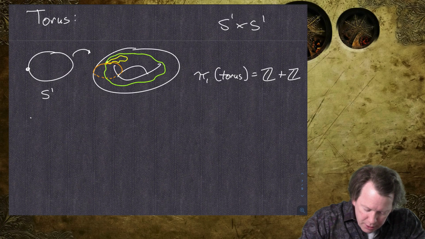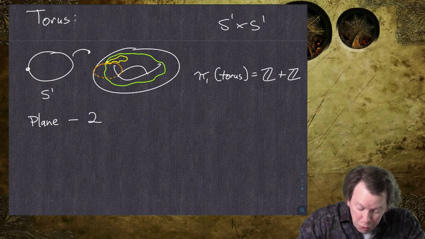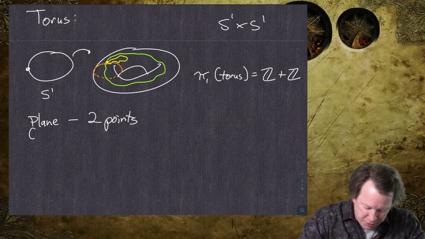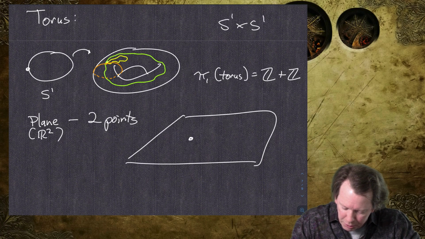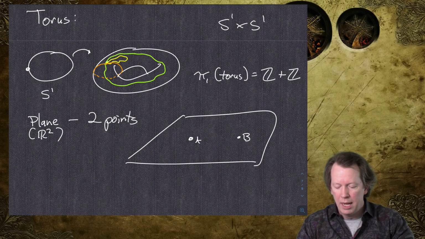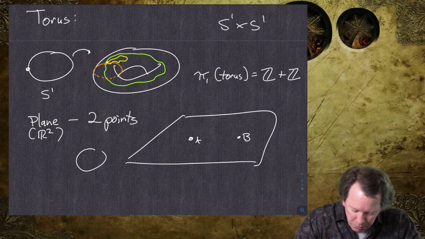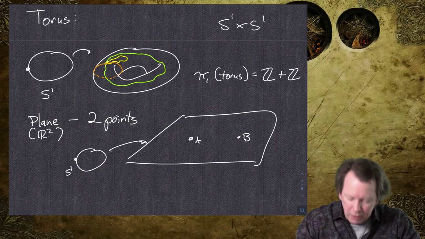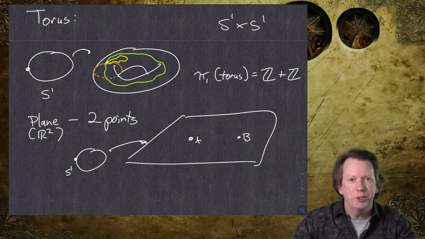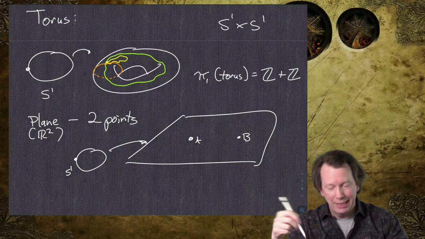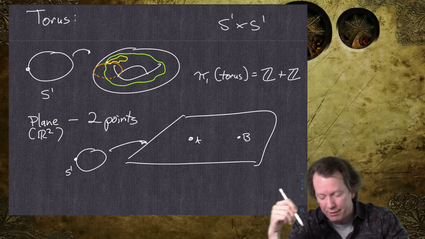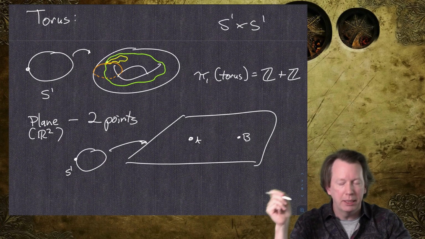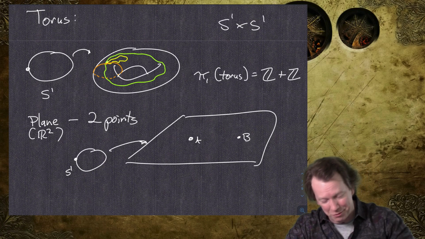So how about the plane minus 2 points? Okay, the plane R2. That's almost like a torus in the sense that, plane minus 2 points, let's label these 2 points A and B. Now I can map a circle into it. Here's my circle, S1. I'm going to map it in there. I'm going to calculate the fundamental group of the plane minus 2 points. And it looks like, you're going to guess, I could go around A or I can go around B. So there's two different winding numbers, and you're going to guess that the fundamental group is, again, two copies of the integers, Z plus Z. Maybe you're not going to guess that, but it would have been very reasonable for you to guess that.